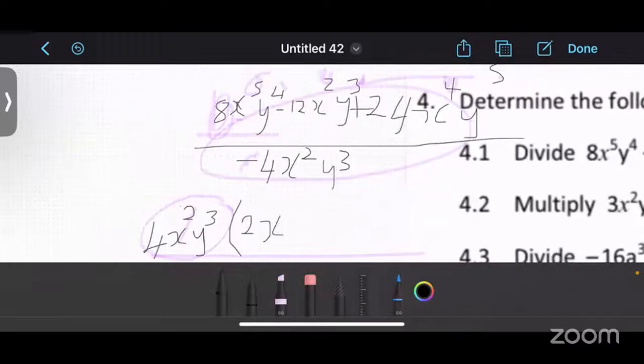x cubed. Remember, when we multiply the same base, we add the exponents. So x to the power of 2 multiplied by x to the power of 3 is going to be x to the power of 2 plus 3, which is x to the power of 5, right? And then let's do the same thing for y to the power of 4. What is it that I can multiply the y to the power 3 with for me to get y to the power of 4?